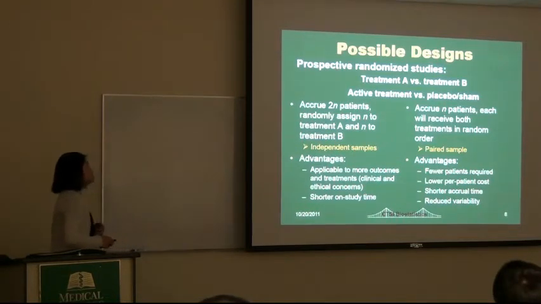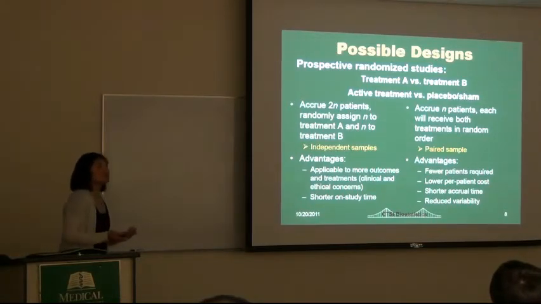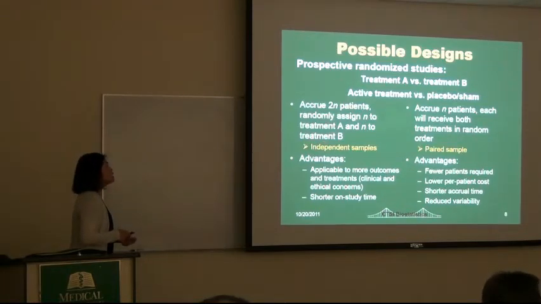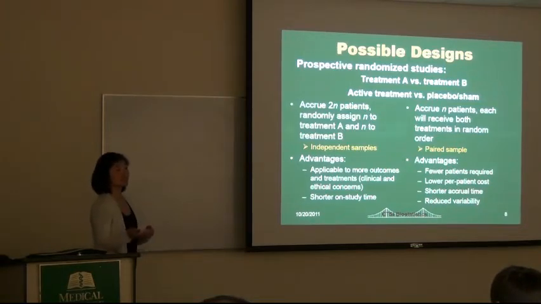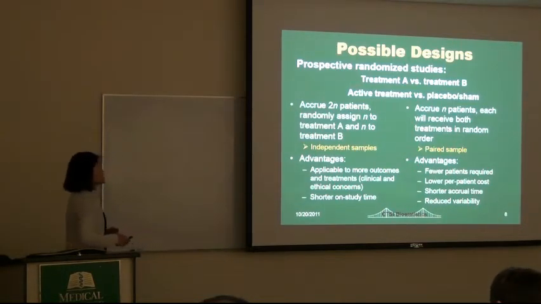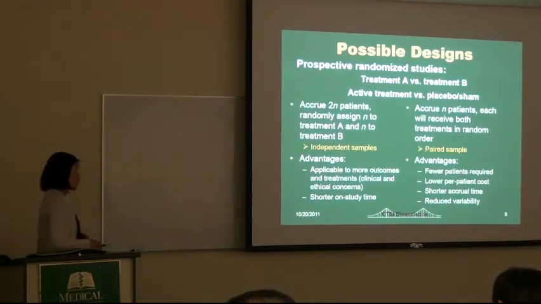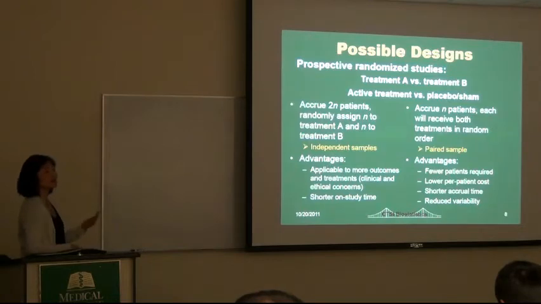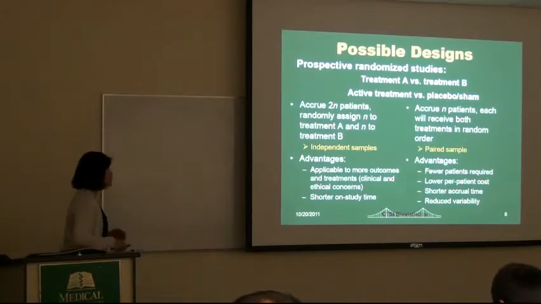So if you have an independent study design, it means that for a lot of outcomes, let's say survival, you can use independent samples. But if the outcome is survival, you can't really use the pair design, because if the patient died, you can't apply the other treatment to the patient. So independent sample study is more applicable because you can apply it to more outcomes. And with certain treatments, it's not ethical to apply multiple treatments to the same patient. So in this case, you would want to use an independent sample design.